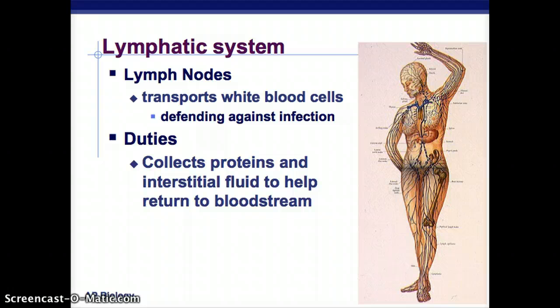Few extra things. The lymphatic system. We have lymph nodes. You can sometimes feel them in your neck as lumps, especially when you're sick. And they transport white blood cells, and so those help defend against infection. So we need those white blood cells to be transported with the blood so that we can fight infections throughout the body. The duties of the lymphatic system: they collect proteins and interstitial fluid and help return it to the bloodstream. So it helps pull it back into the bloodstream, the stuff that gets left out.